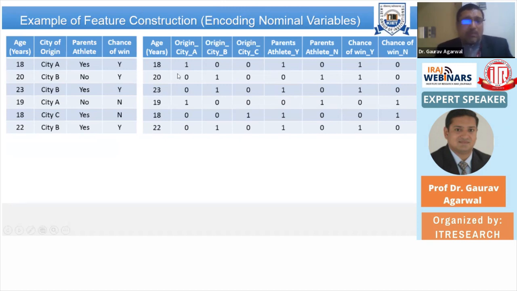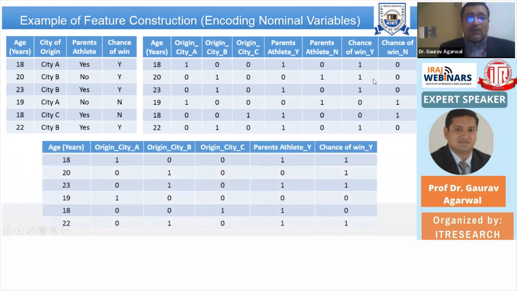To convert this qualitative data into quantitative data, we put 1 and 0. But there is a problem. When I talk about parents athlete Y or N, it simply means if it is Y, then the value is 1, and if it is no, then the value is 0. So there is no need for this particular column, parents athlete N. Similarly, when we talk about chance of win, if it is Y, then obviously the second value is no. So to remove this value, we put the values as 1 and 0. After removing these two columns, the dimension of our data is 6 by 6. So there will be a total of 36 data elements in this data.